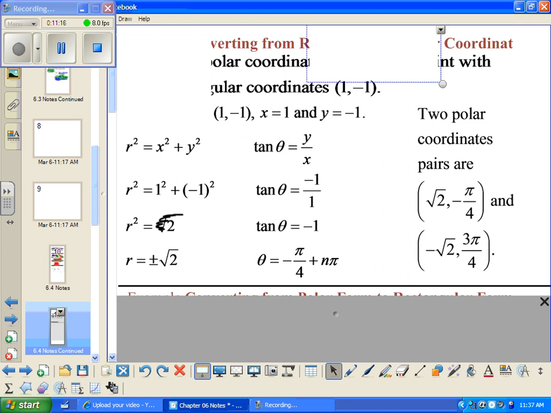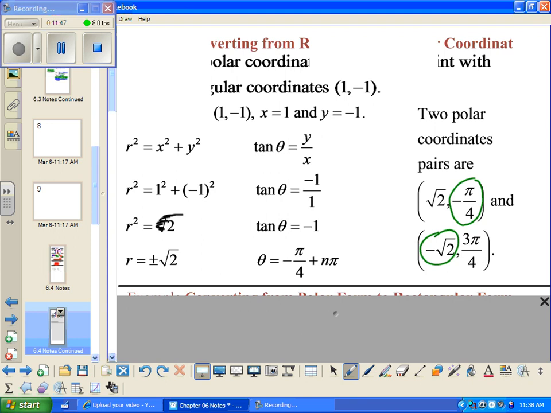So the distance is root 2. Since if I want to head in the fourth quadrant, I can use the angle negative pi over 4, and I need to head root 2 in that direction. I could also say to get to that same point, 3 pi over 4, I could head in the negative direction using the angle in the second quadrant.